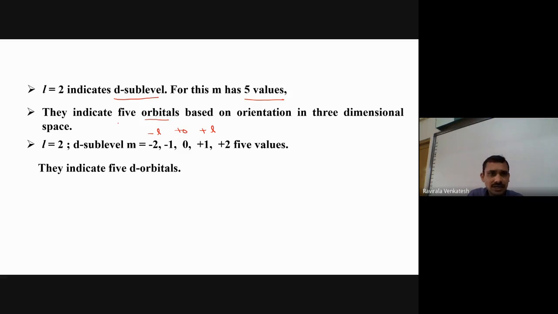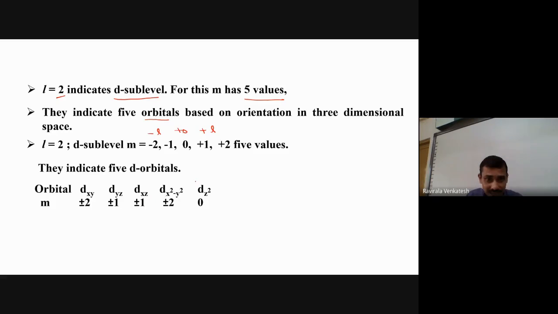Now L is equal to 2 here. Now put here -2 to +2. Means what we get? -2, -1, 0, +1, +2 values. There are 5 d orbitals. Now how are they oriented? Let me see here. dxy, dyz, dxz, dx square y square, dz square.